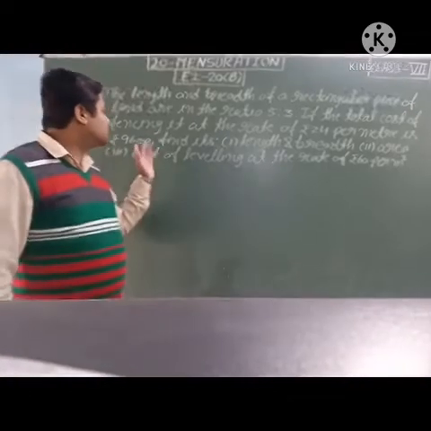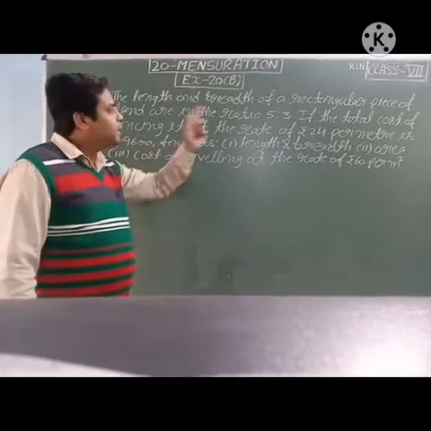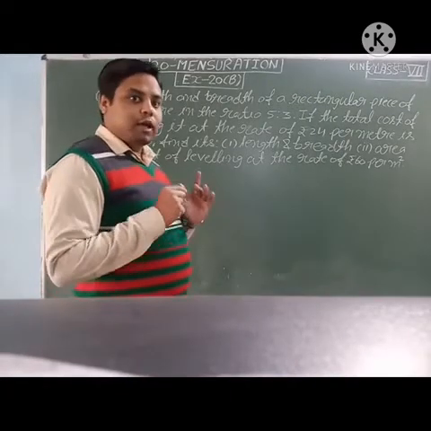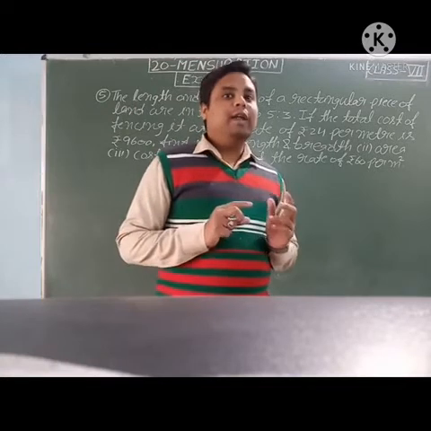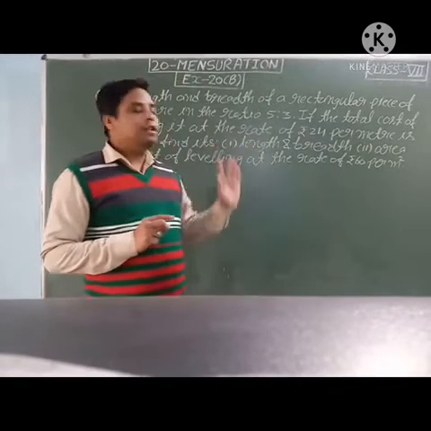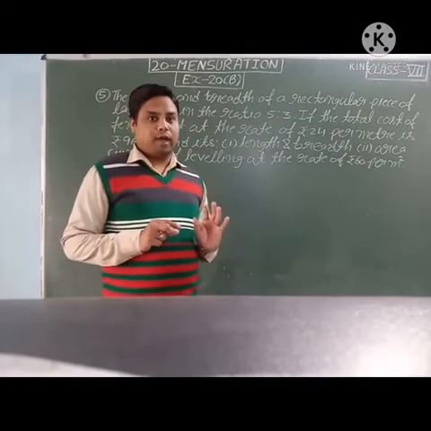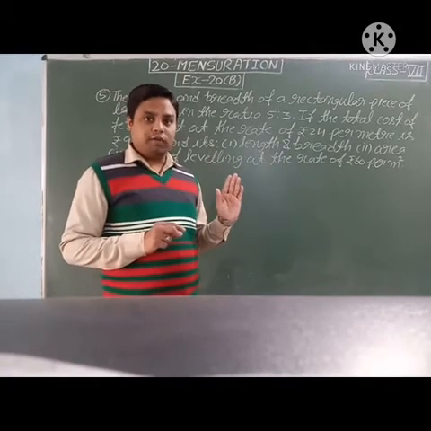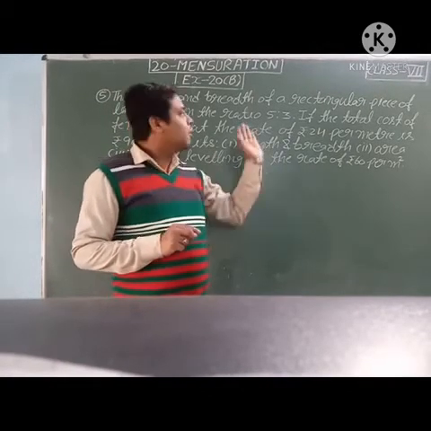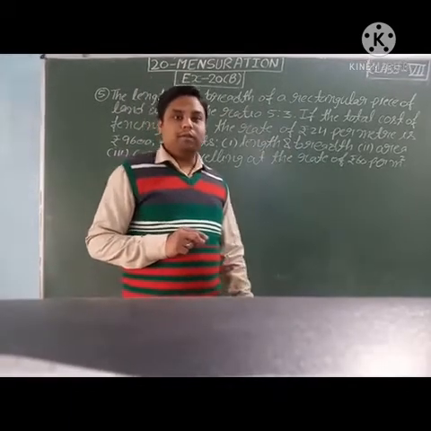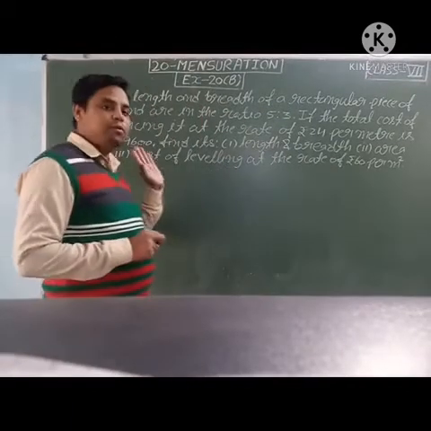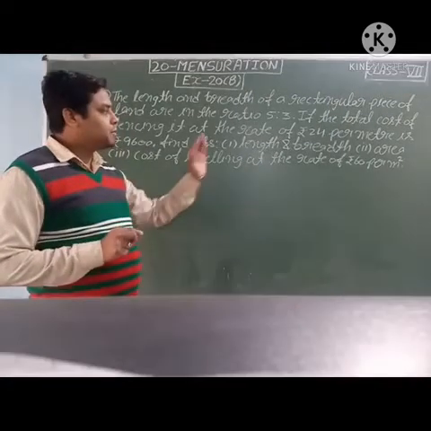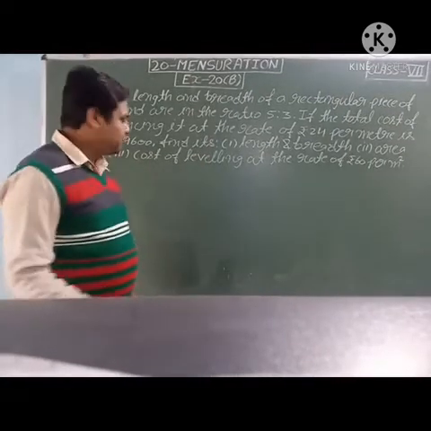Students, the total cost of fencing is given and the ratio of length and breadth is given. So first we will let the length and breadth, as given in the ratio, in terms of x. Then we will find the cost of fencing of this rectangular piece and make it equal to this. So see how we will do it. In the first part, we have to find the length and breadth.